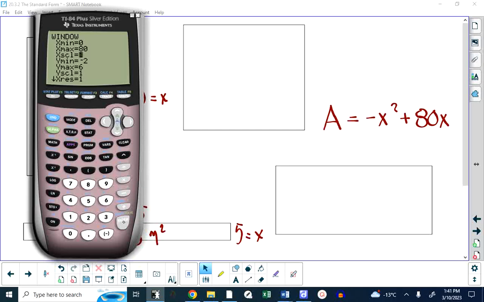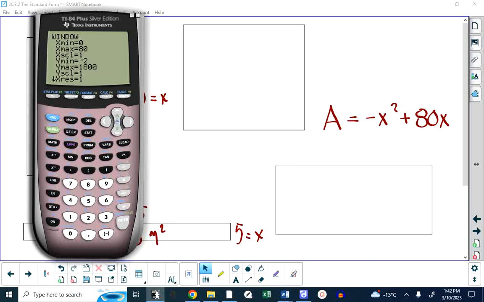You might even decide to set up your table to start at 0 and go up by 10 automatically. And then we can go and look at a table of values and see that from 0 to 80, the area rises to about 1600 and then it falls again. That means, for my window setting, it would be pretty prudent to go up to more than 1600.